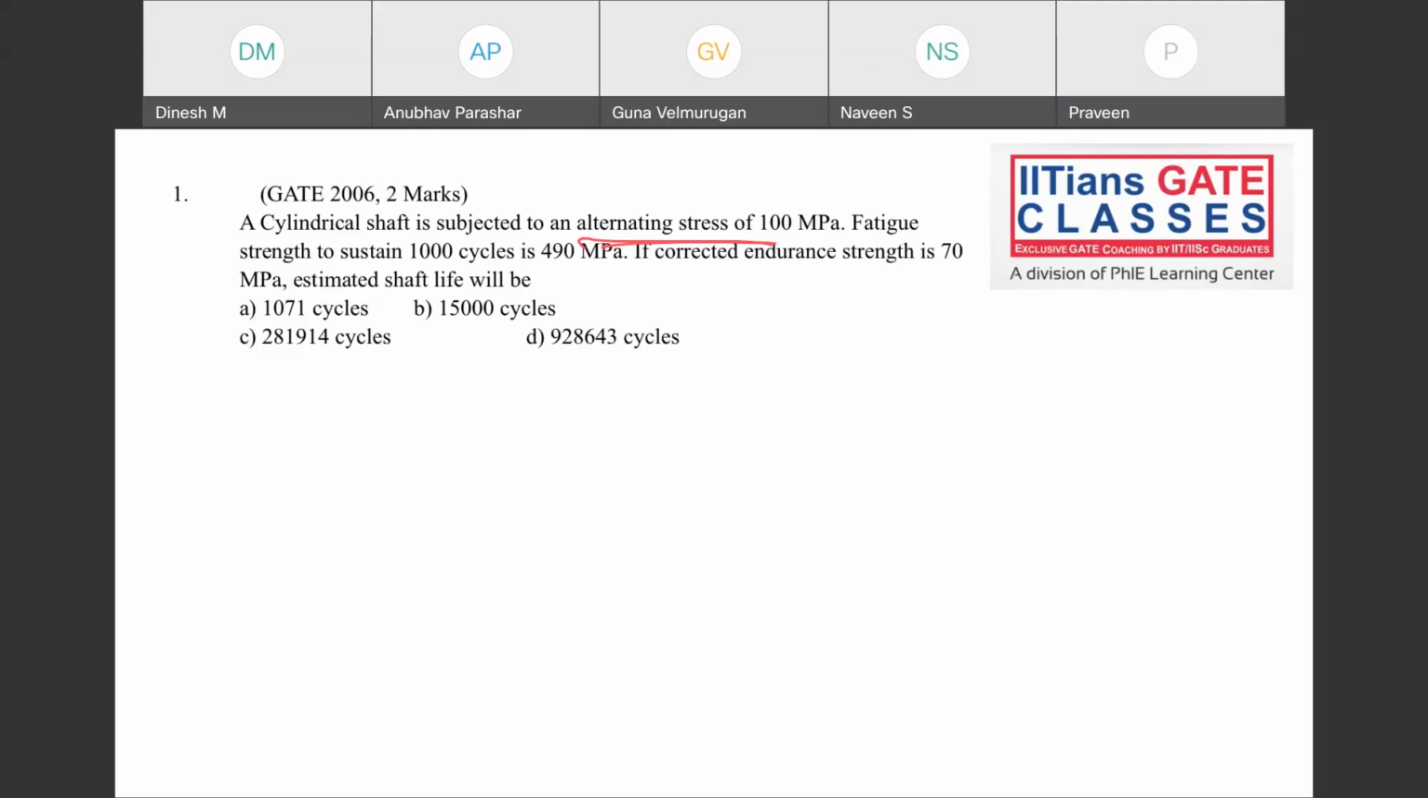This is a bit of a calculative problem, undoubtedly. So directly, this kind of question will not be asked. But part of it can be asked. For example, once in Engineering Services, they asked how to draw the SN curve, how to plot the SN curve. So this kind of question you'll be able to answer if your basics are clear.